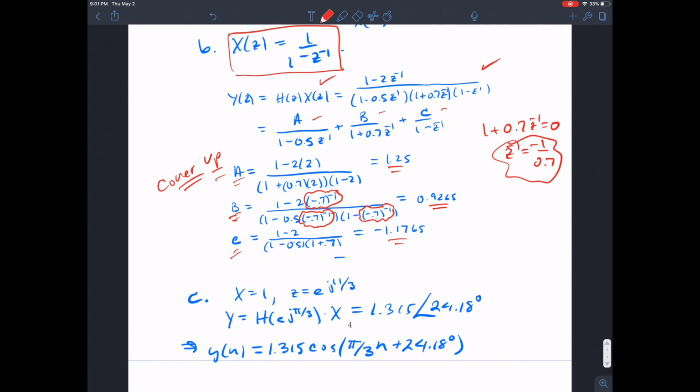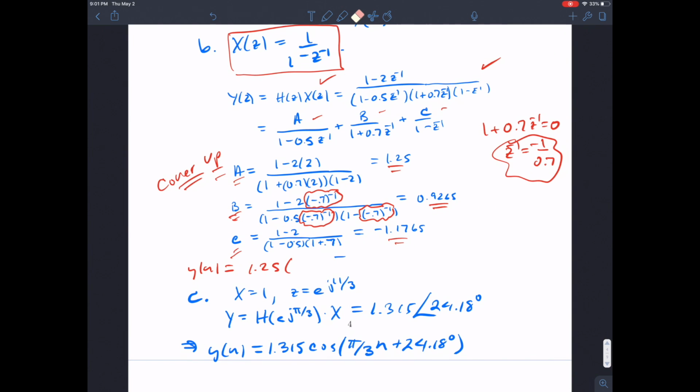What you need for an answer is that y of n is equal to, we look at the A value, 1.25 times 0.5 to the n, plus a 0.9265 times minus 0.7 to the n, and then minus 1.765. All this is multiplied by a unit step function. Okay, so that's the final answer for part B.